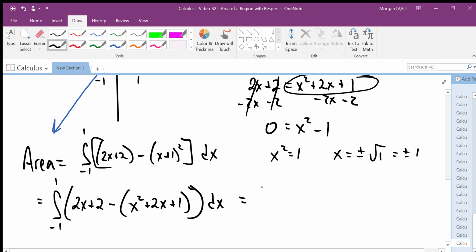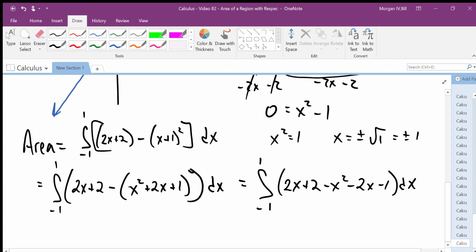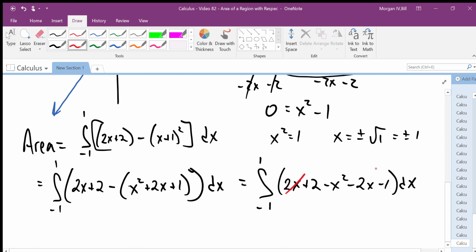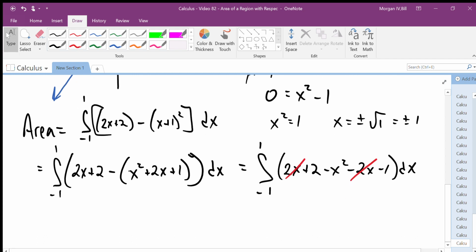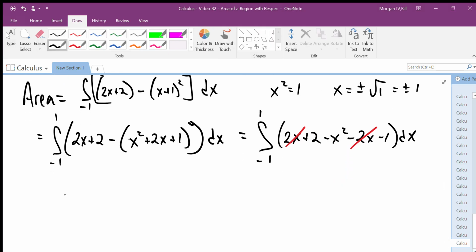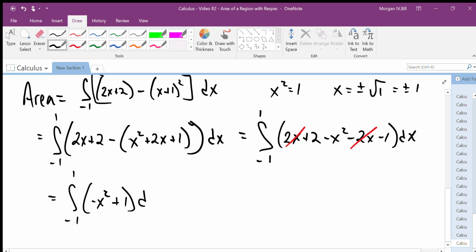dx. That is the integral from negative 1 to 1 of 2x plus 2 minus x squared minus 2x minus 1 dx. We once again see the 2x's cancel, 2x and negative 2x, and we get the integral from negative 1 to 1 of negative x squared plus 2 minus 1, which is plus 1, dx.